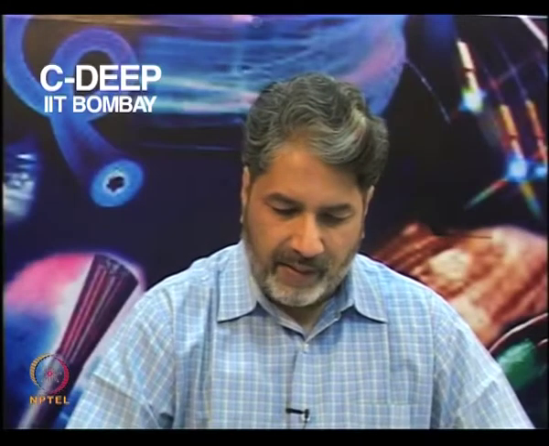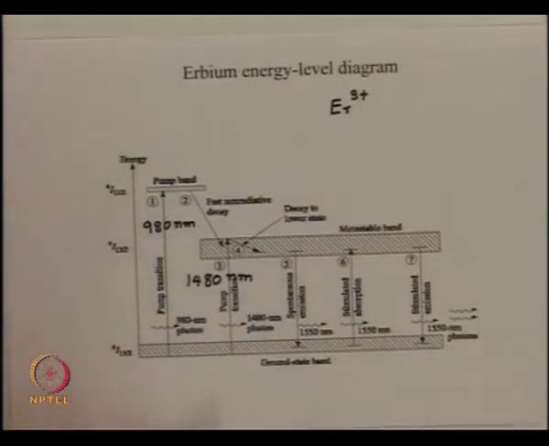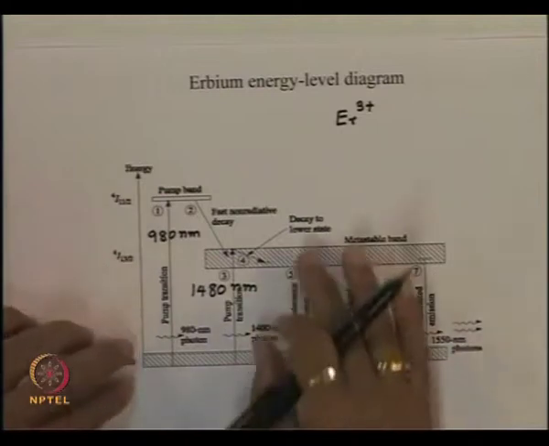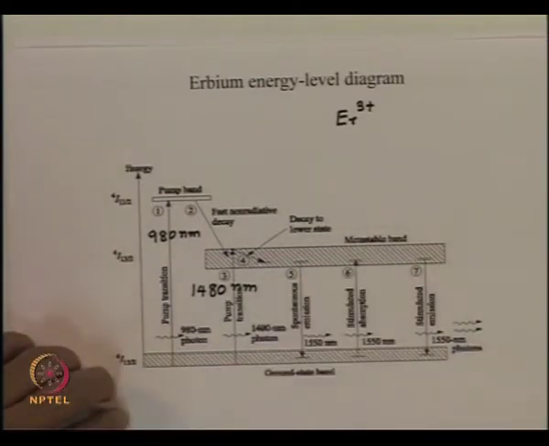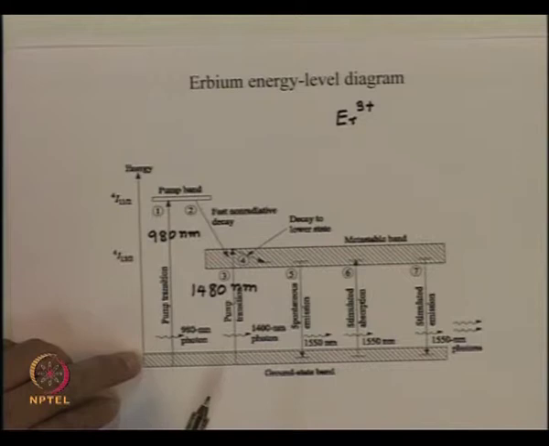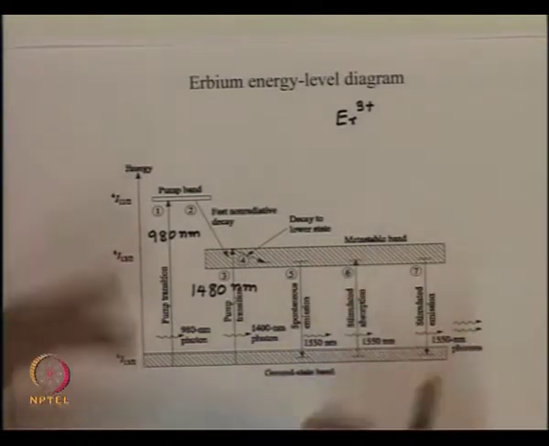As the input signal power increases, we have a certain pump power which is going to create the population inversion. But as the signal power increases, essentially more and more electrons are pulled down, so the optical output power increases. And as the output power increases, the population inversion which was created starts depleting.